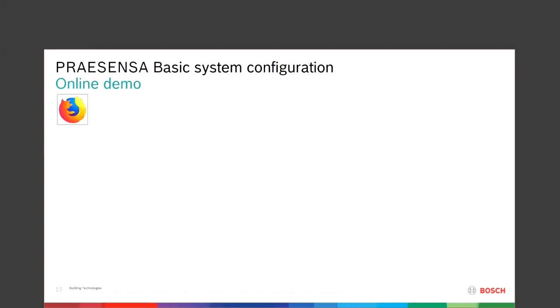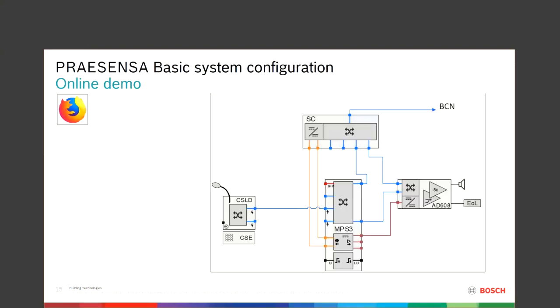So let's start with the demo. This is the system that we have connected now. You've seen it already. An end-of-line board connected to the amplifier number 4. It says an 8-channel amplifier. That's wrong because it's a 4-channel amplifier. Doesn't matter. We have a loudspeaker connected. We have the controller, MPS, the power supply, and the call station.